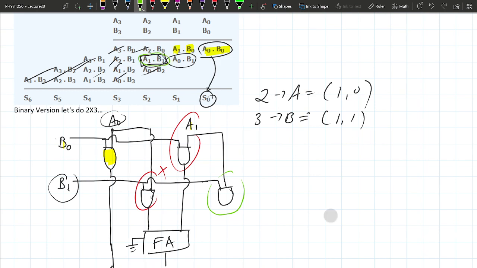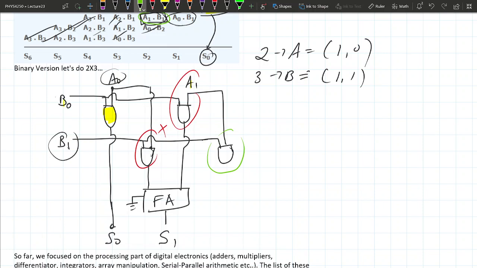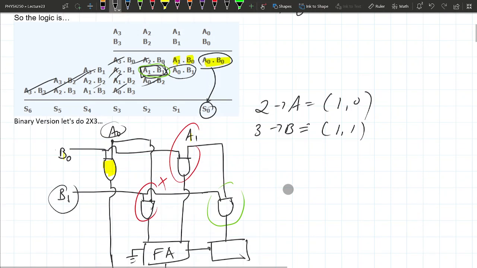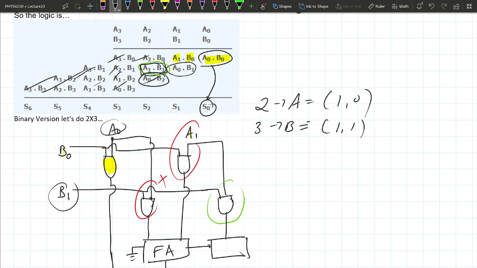But what I need to do is take that output here and use the carry in from the other full adder, because I'm going to add up multiple numbers, and I need a second number to add. The second number I'm adding is this number, in this case A0, B2. But since we're only doing 2 bits times 2 bits, B2 is always going to be 0, because we don't have a third bit.